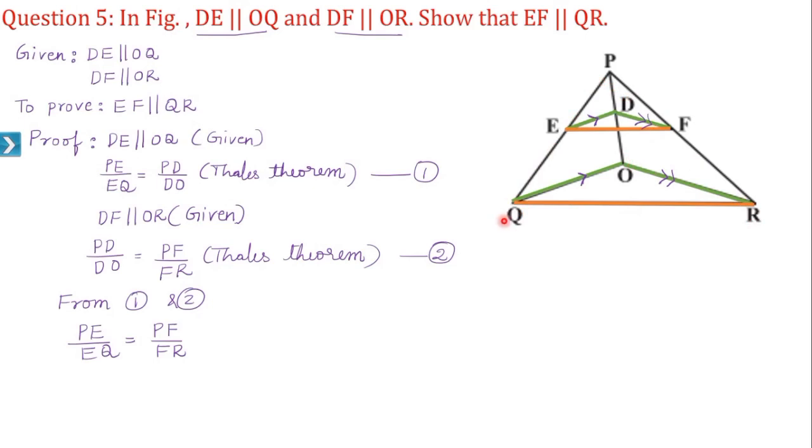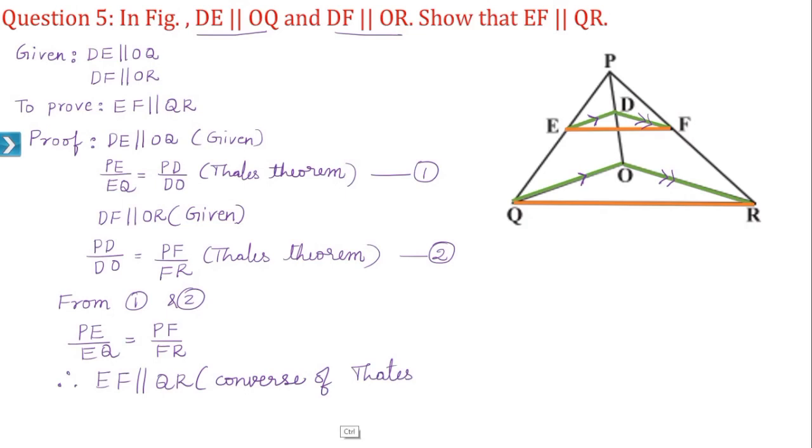Sides are divided in the same ratio, therefore line EF is parallel to QR, because PQ and PR are the sides of triangle PQR. So if you concentrate on the triangle PQR, then you will get EF is parallel to QR, because PE by EQ is equal to PF by FR. Therefore, EF parallel to QR. That is because of the converse of Thales theorem.